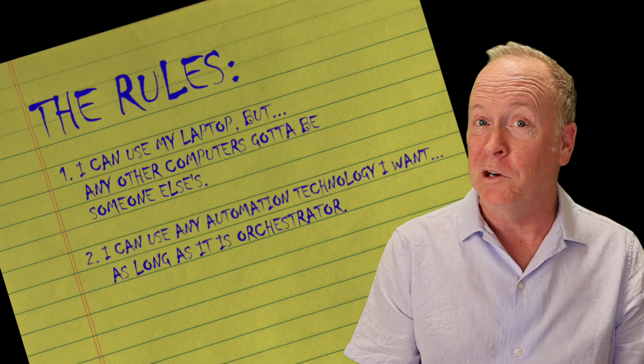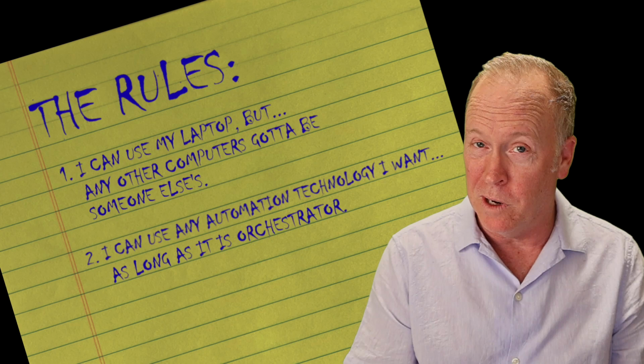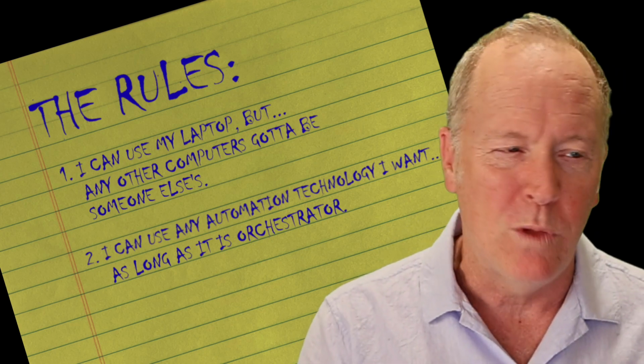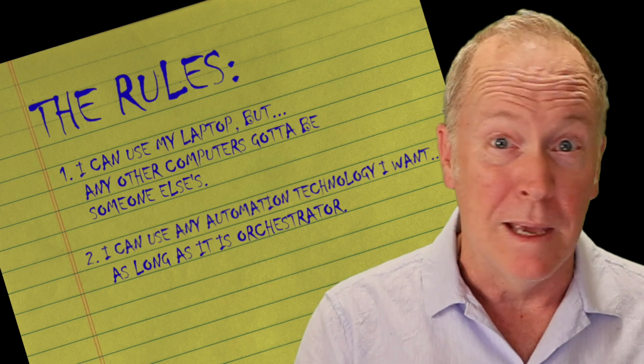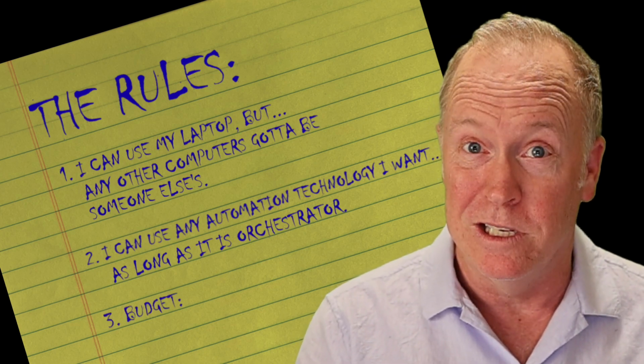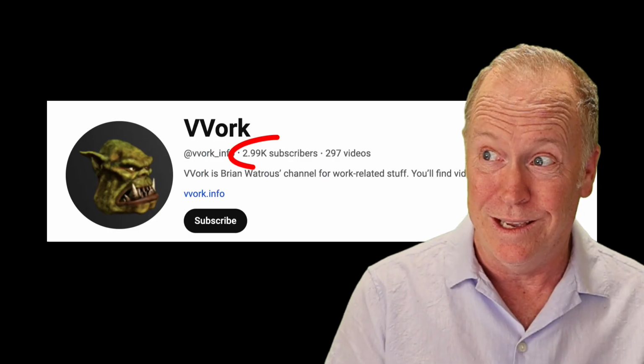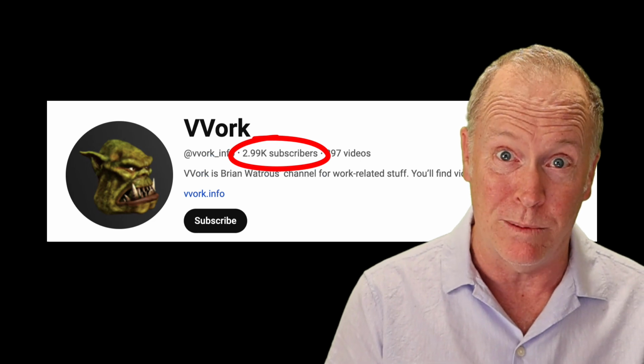If you'd like to learn how to use PowerCLI to do automation, check out this video. And finally, rule number three, my budget for this challenge is $0. I promise to publish the results of this challenge. If I fail, that means I'm gonna look like a total idiot in front of nearly 3,000 subscribers.